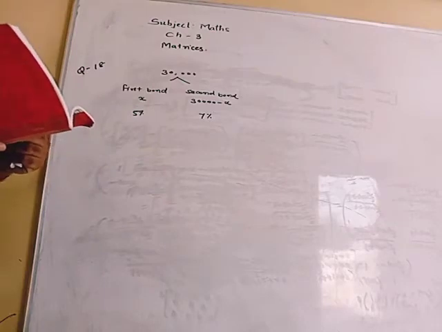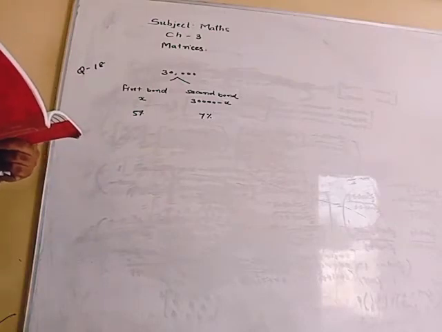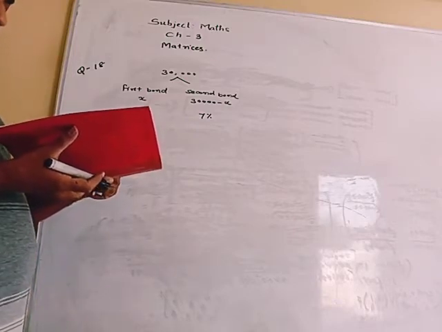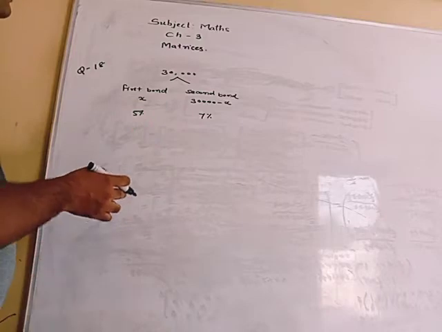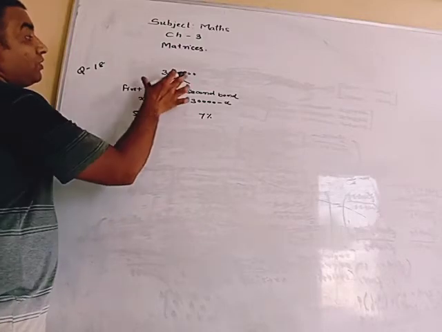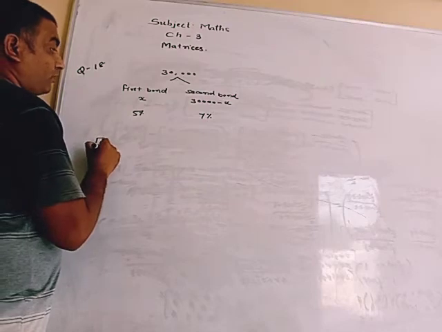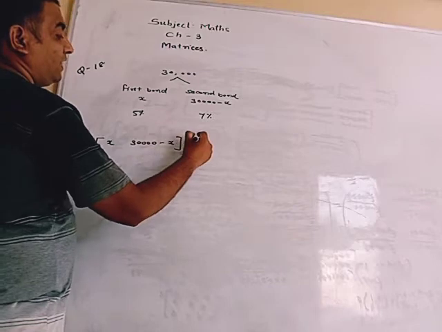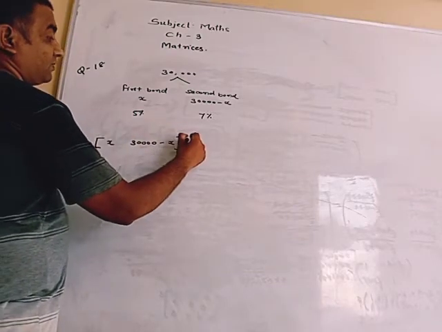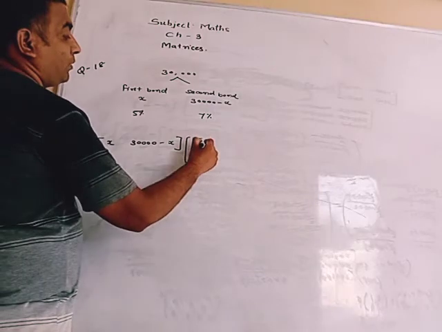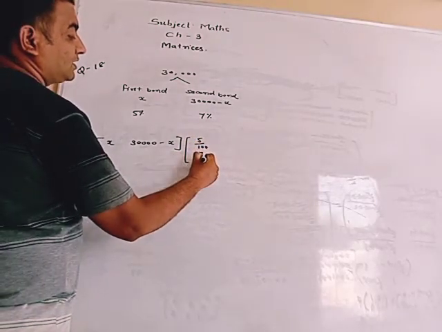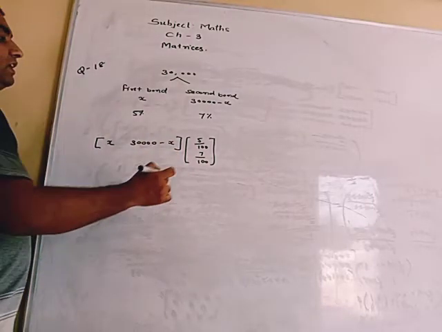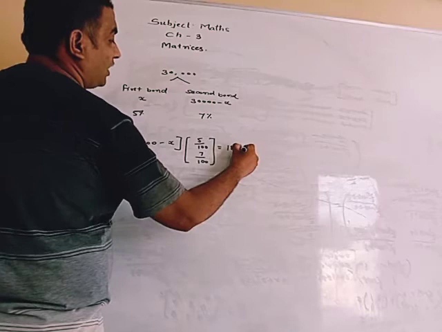Then it is said, using matrix multiplication, determine how to divide 30,000 rupees so that the trust fund obtains an annual total interest of 1,800 rupees. So we write the bond amounts in a row, X and 30,000 minus X, and their interest in a column, 5 by 100 and 7 by 100. Their multiplication, the total interest, should equal 1,800.